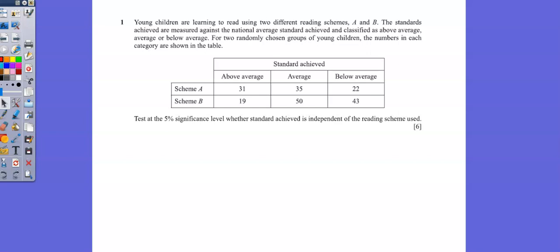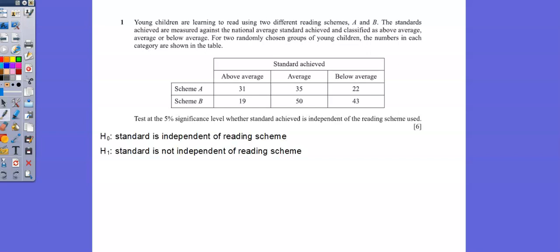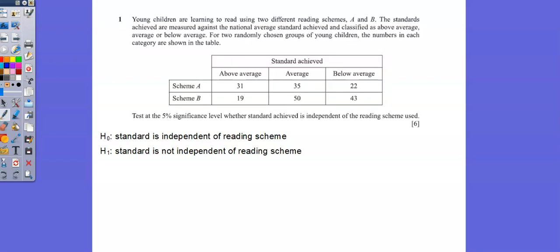I'll begin by identifying the null and alternative hypotheses. The null hypothesis: standard is independent of reading scheme. The alternative hypothesis: standard is not independent of reading scheme. I'm working with a contingency table, so I'll begin with some subtotals for each row and each column. And these are the subtotals, including my total of 200 that I'll be working with in my analysis.